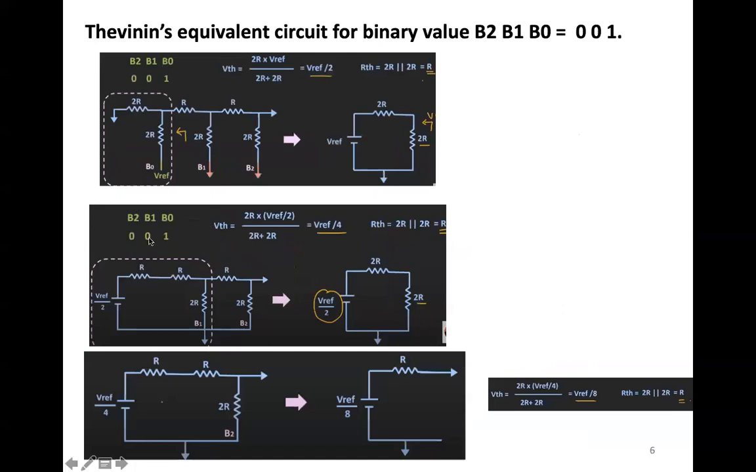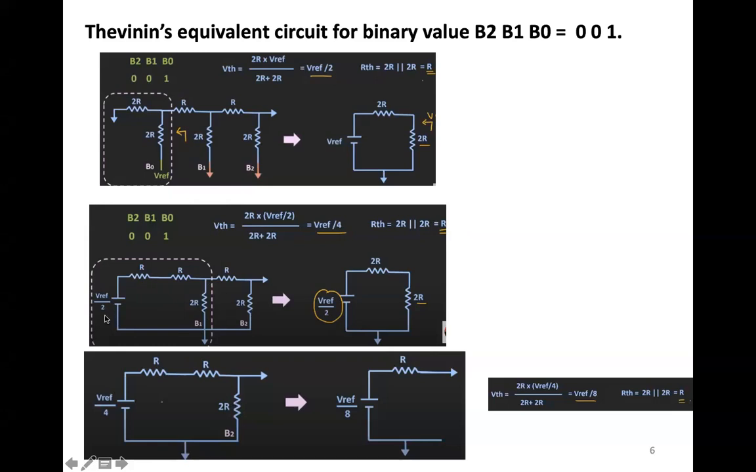So again, in the second circuit, the V reference is divided by 2, and I have replaced it with the Thevenin resistor, the RTH, and this R is remaining. 2R, R, and 2R, all these are remaining. Now I have to convert this. R and R becomes 2R. So again, I have 2R and 2R in parallel, so this will get converted to R. So this whole thing is getting converted to R, and then R, 2R.